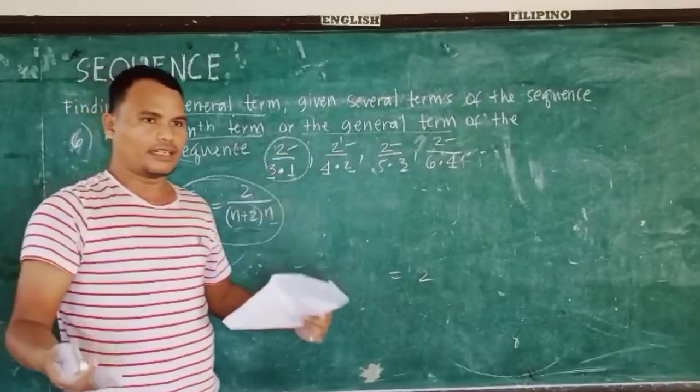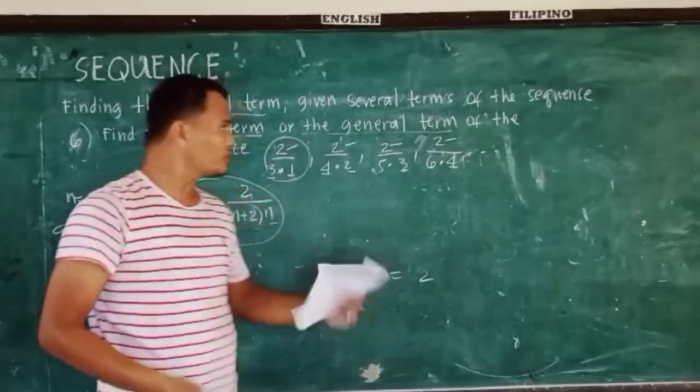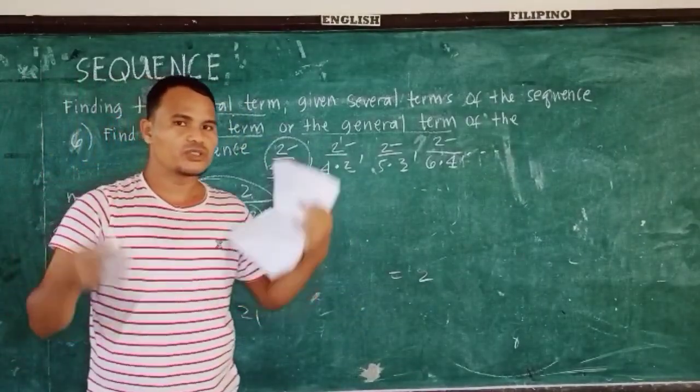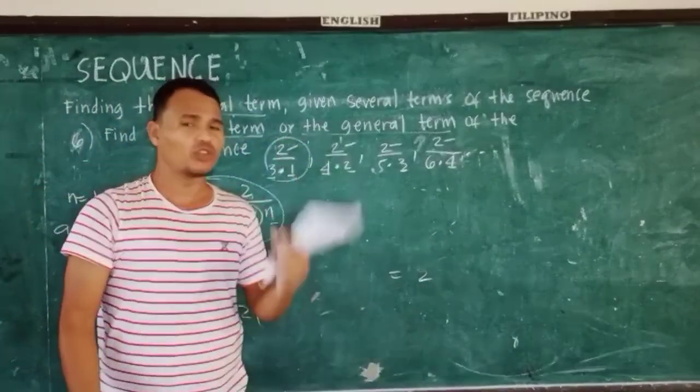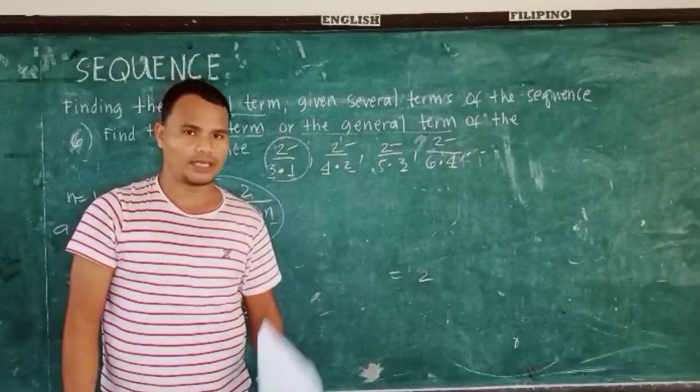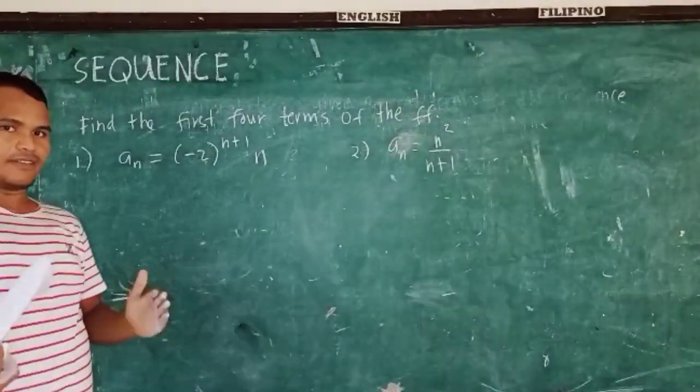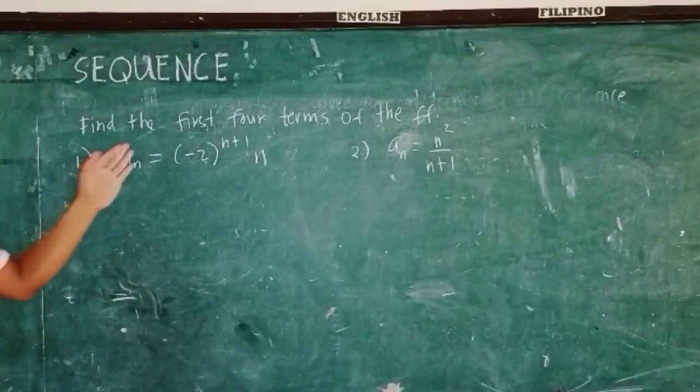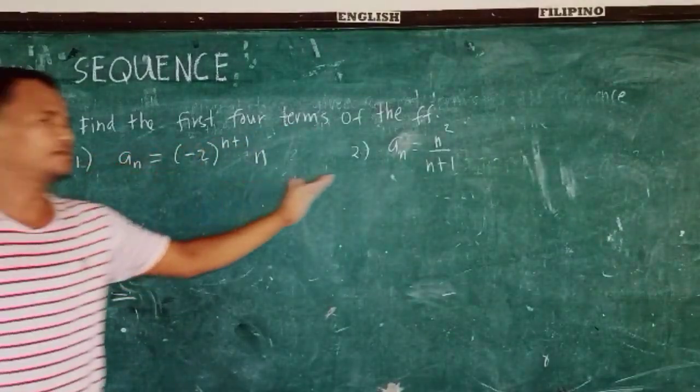Now, as I said, in solving this problem, we should know the pattern, or we should observe what the pattern is. Let us have another activity. Find the first 4 terms of the following nth term.